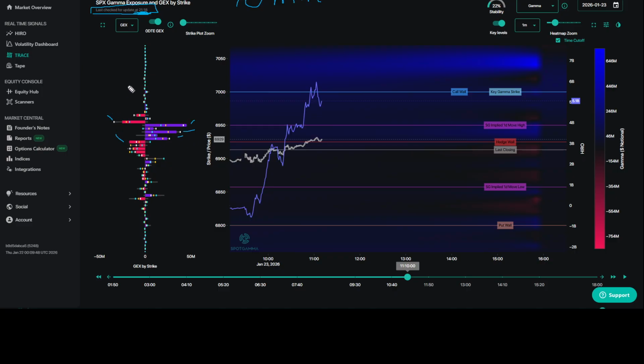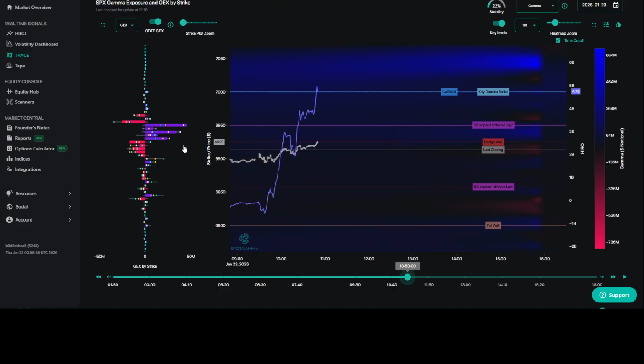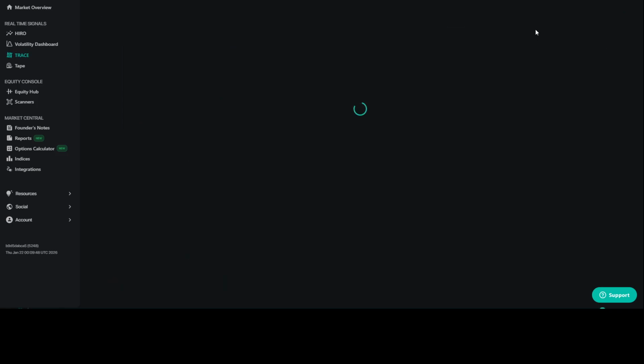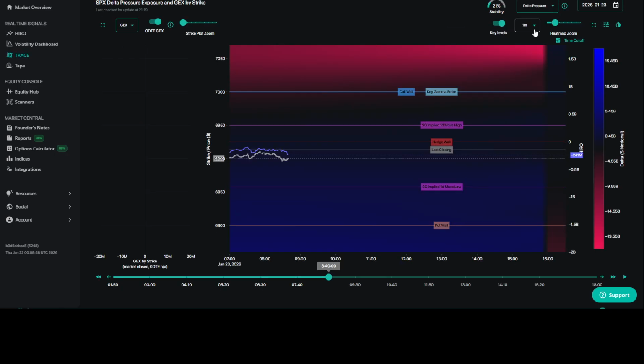But in GexBoss, the bar changes every second. This is an advantage. But also the SpotGamma Trace, when you see this section in Trace, the powerful thing is that you can see here the gamma map. All these background colors are the gamma maps, the delta pressure, and the charm pressure.